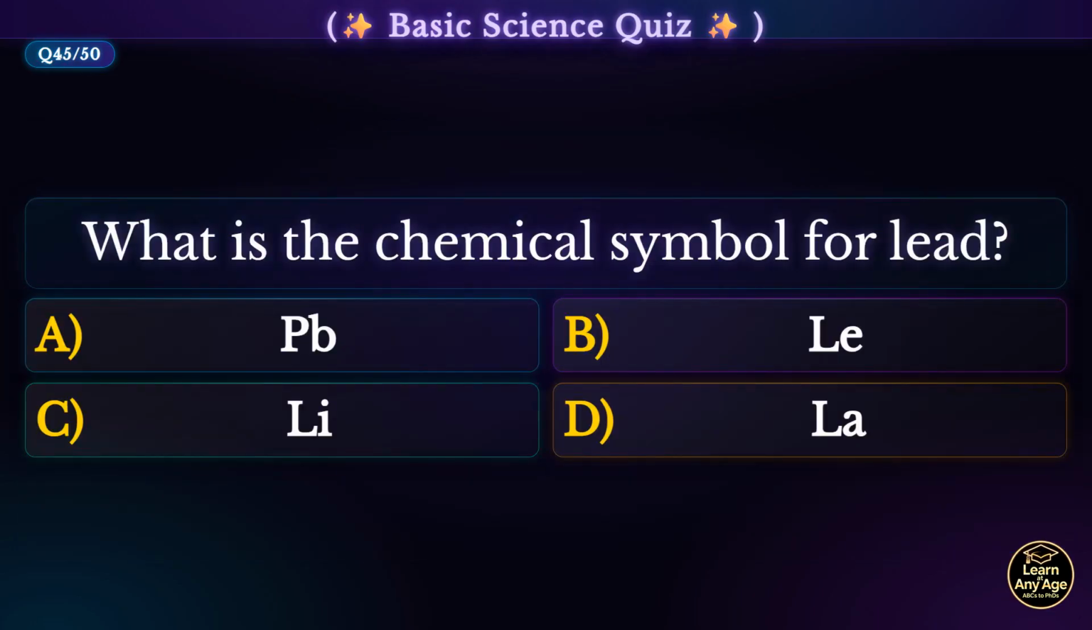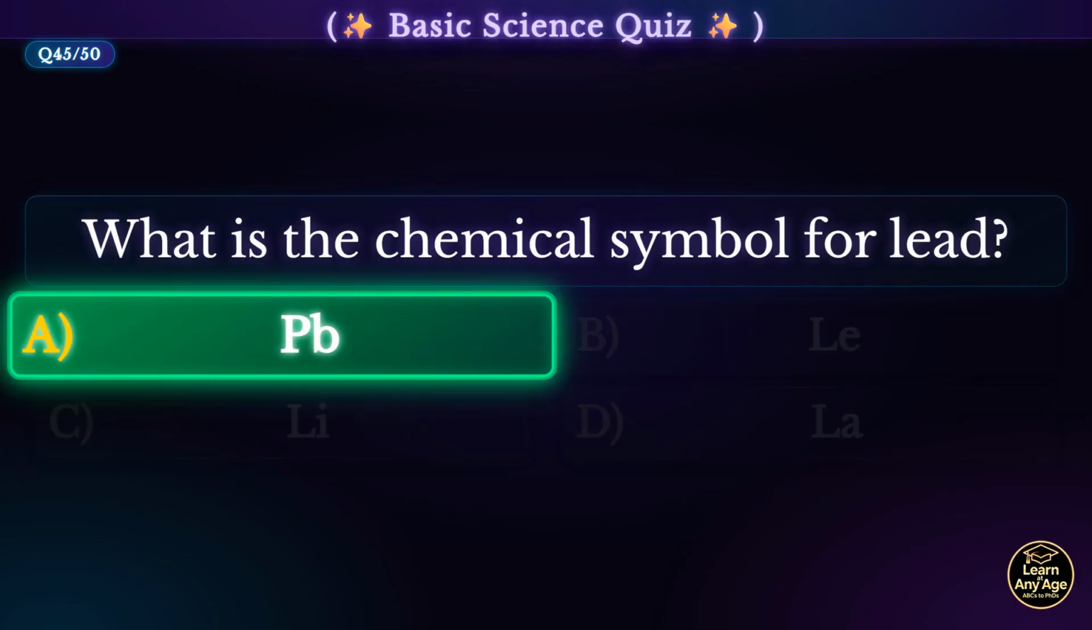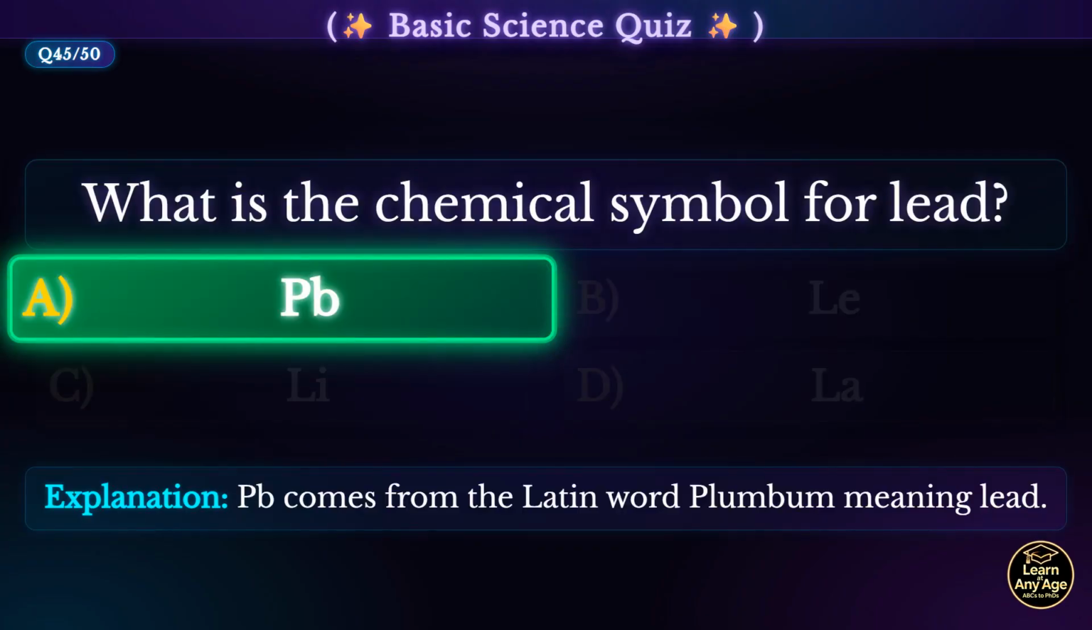What is the chemical symbol for lead? Pb, Le, Li, La. Pb. Pb comes from the Latin word plumbum meaning lead.